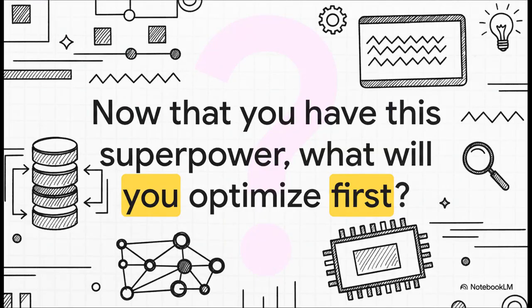You now have the toolkit, and more importantly, the mindset to see problems in a brand new light. And this isn't just for weird interview questions. It's used all the time in graphics, and networking, and databases, and high-performance computing. So the real question is, now that you have this superpower, what are you going to optimize first?